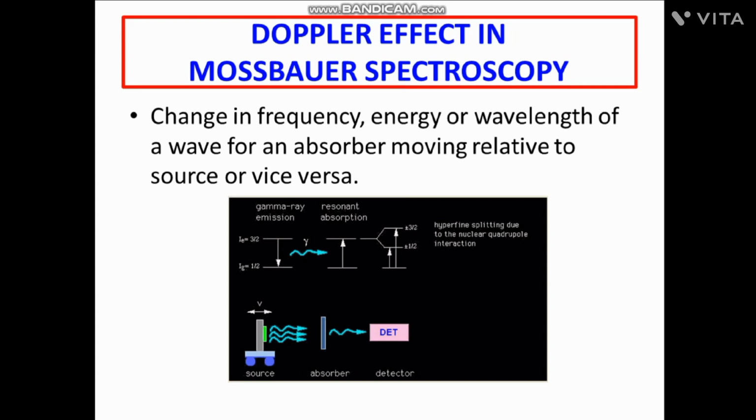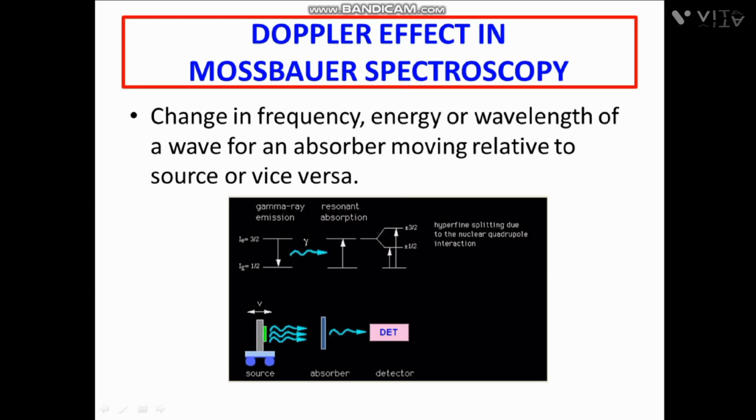There are two energies, the energy difference. So we'll compare it with the movement of a train. When the train is moving towards us, the sound keeps on increasing, and when the train is moving away from us, the sound fades away. That is the Doppler effect. Change in frequency, energy or wavelength of a wave for an absorber moving relative to the source or vice versa is known as the Doppler effect.